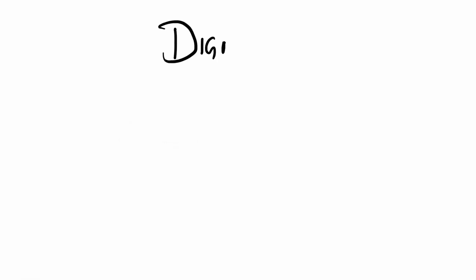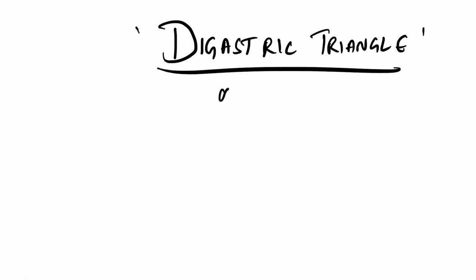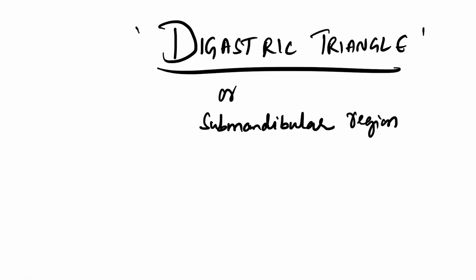Today we are going to study about the digastric triangle. This triangle is also known as the submandibular region or submandibular triangle. It can be a 3-mark short question in the university examination in the subject anatomy. In this short video we are going to discuss the boundaries of this triangle and contents as well as the structures forming the floor and the roof of the triangle.